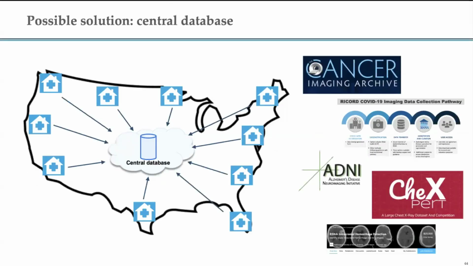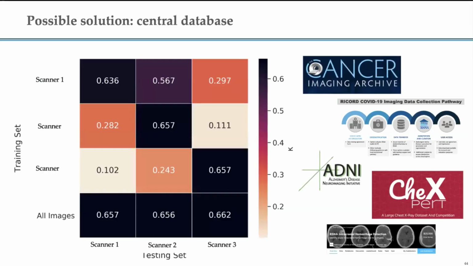So one solution for that is to have a central database, and we see a lot of efforts nationally to do that. It's great when these databases are put together with data from different sites. And if we do that, what we see, as you see here, is that the algorithm now can learn to perform well for all sites. So if you're so fortunate as to have data from multiple sites, that's great.